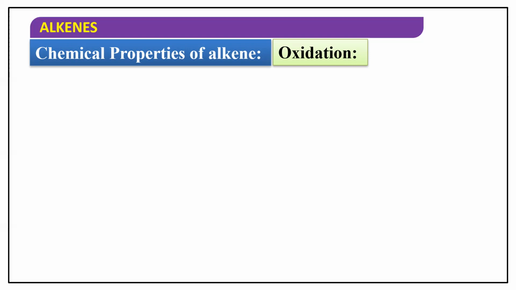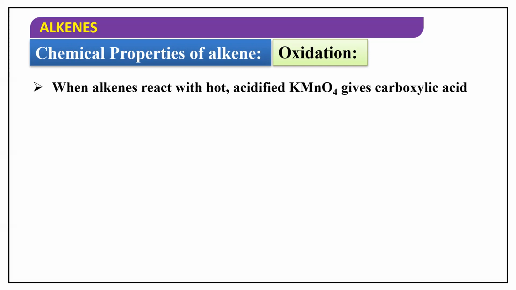So let's try to see what's happening in the case of alkenes here. When alkenes react with hot acidified KMnO4, we get carboxylic acid as the product. So when an alkene is made to react with acidified potassium permanganate, KMnO4, which is a strong oxidizing agent, strong oxidation takes place to give us carboxylic acid.